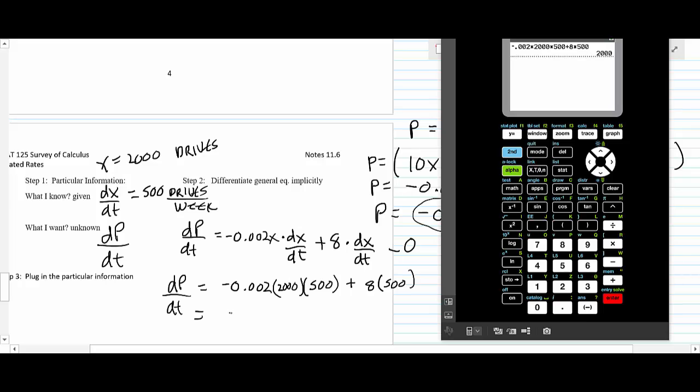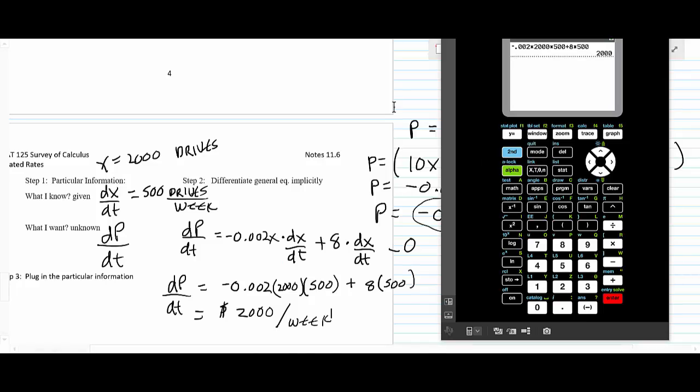So what are the units for profit? Dollars, right? So what we'd get is the profit is increasing at $2,000 per week. So that's talking about you've got a production level of 2,000 drives, your rate of production is 500 drives per week, and the profit is increasing by $2,000 a week, which is good.